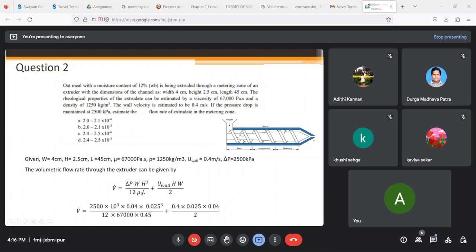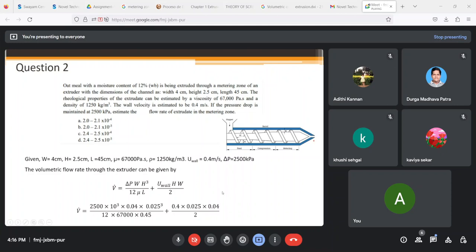So this particular term is the volumetric flow rate due to the pressure. Since you have a certain pressure that causes the flow of the liquid, this first term is contributed by the pressure or the pressure flow. The second term is contributed by the wall flow. Here in this case, since you have a wall flow given, you can consider wall flow as well. If nothing is given, you directly consider the flow due to pressure. So the first term is due to the pressure flow, the second term is due to the wall flow.